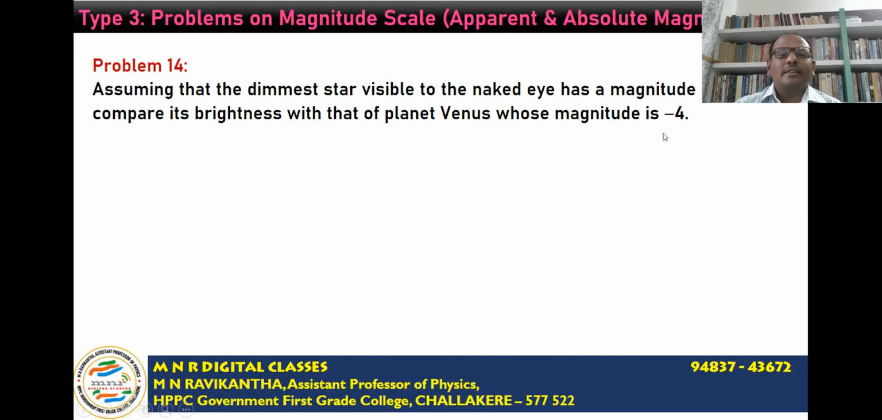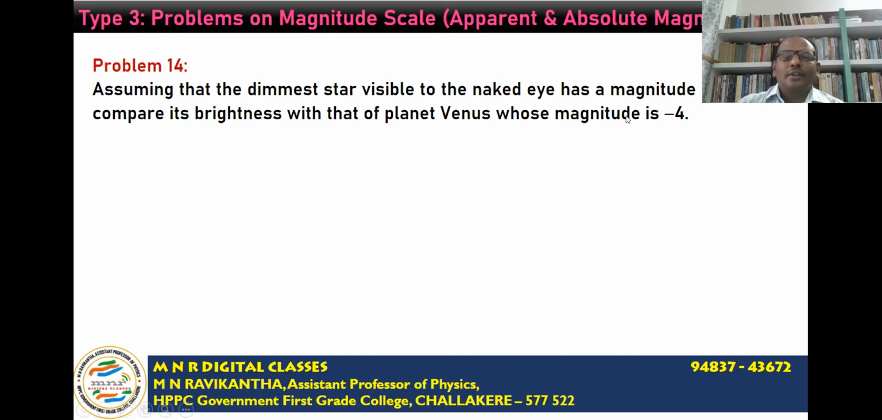Here, you need to compare the brightness of two objects. One of them is a star, and the other one is the planet Venus. The dimmest star visible to the naked eye has a magnitude of about 6. So we have two stellar objects. One is the star, whose apparent magnitude is 6. The other celestial body is the planet Venus, whose apparent magnitude is -4. So we need to compare the brightness of these two objects.